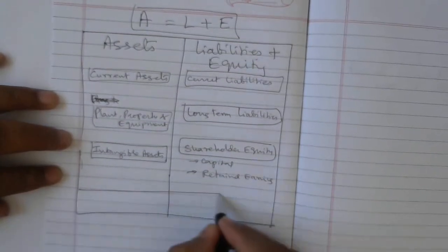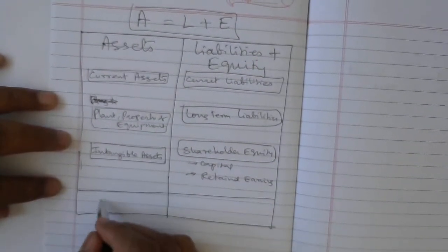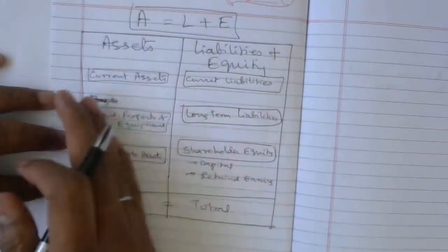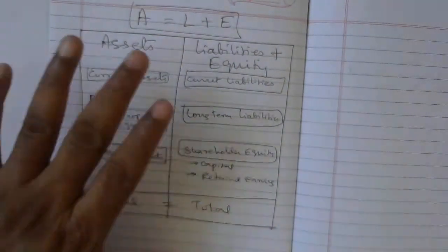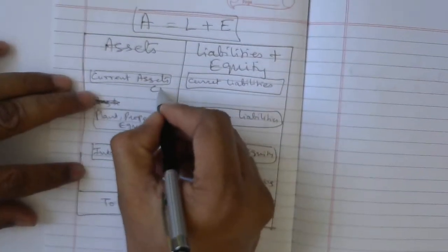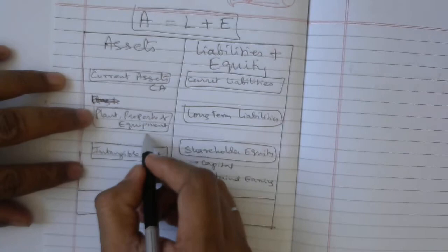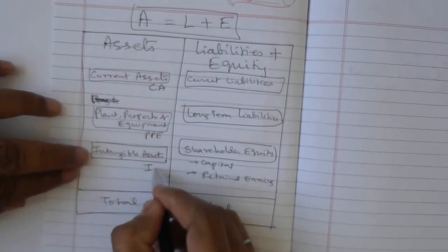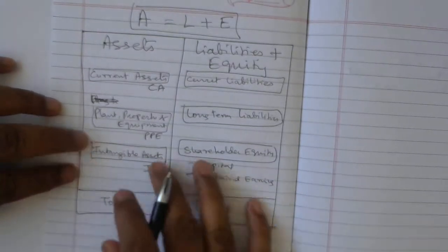And when you do the totals, whatever total assets is equal to total liabilities and equity. So that's why it is called balance sheet. Okay. So this is the classification of the different things. So now let us say CA, current asset, PPE, plant, property and equipment. Intangible means I, or IA, intangible assets.